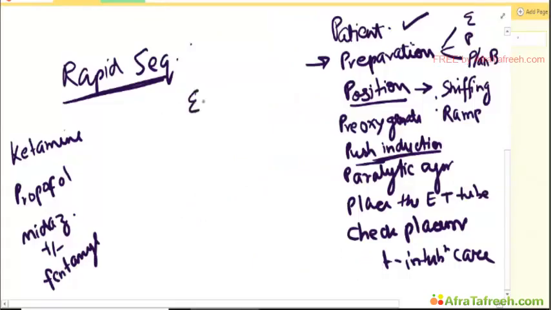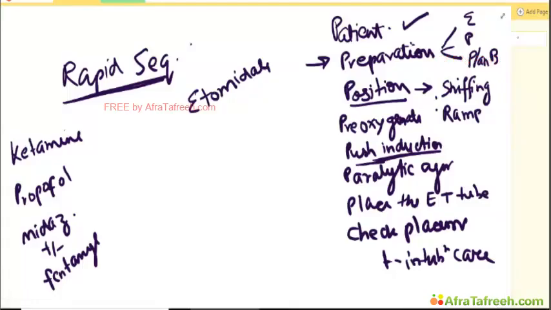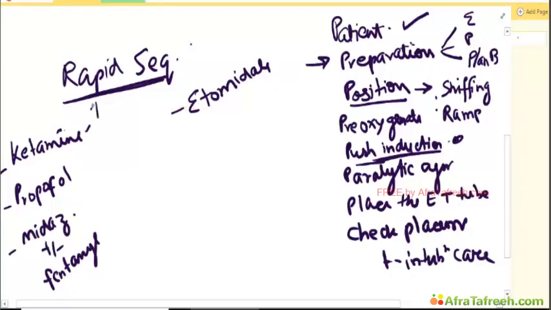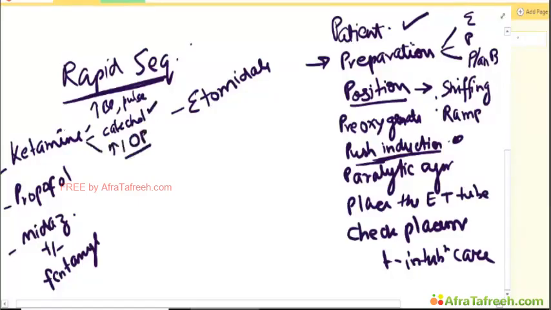And etomidate. Okay. So depending on the patient's physiology, either of these drugs is chosen for use as an induction agent. Ketamine increases the blood pressure and pulse because it has catecholaminergic action. This increases the intraocular pressure as well.